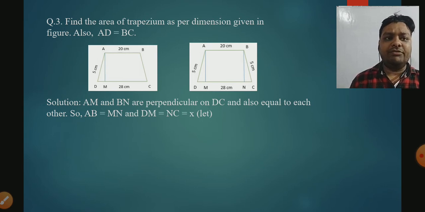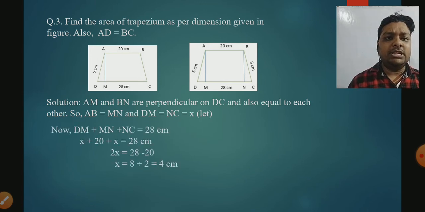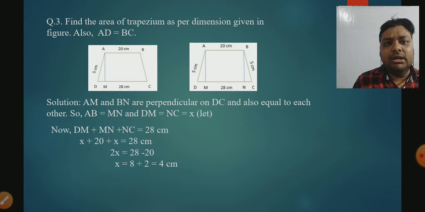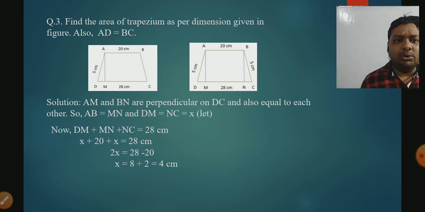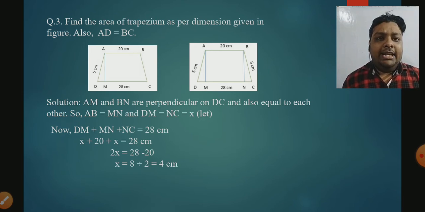x. So if DM and NC are x, then we can write DM plus MN plus NC is equal to 28, and DM and NC we have assumed as x, so we will put the values. Then we will get x plus 20 plus x equals 28. Then we will add only the variables, so x plus x is 2x, and 20 will go to RHS. So 28 minus 20 will be 8, and then we will divide by 2, then we will get 4 centimeter. So here you can see that DM value is the same as NC. It means that triangle ADM and triangle BNC have the same area.